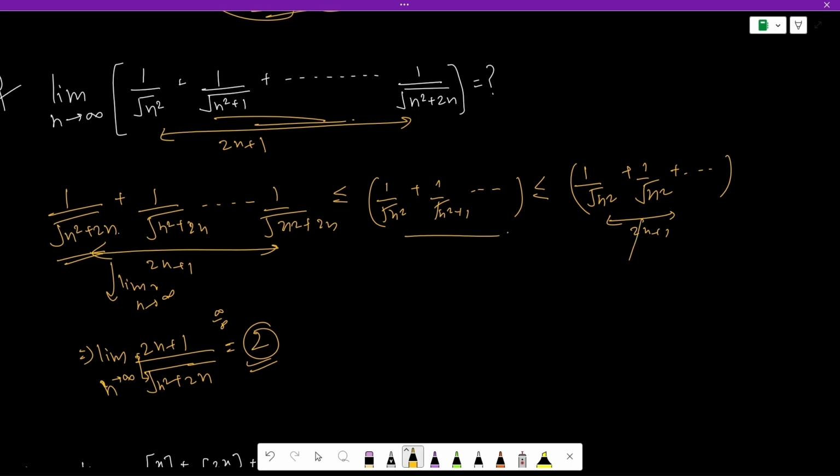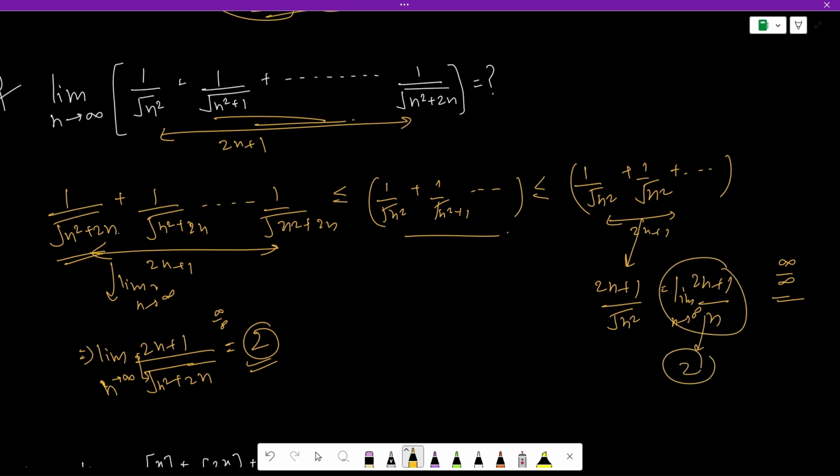Now let's see what the limit is here. So it is 2n plus 1 divided by under root n square, that is 2n plus 1 divided by n, and limit n tends to infinity. Now here also this is infinite by infinite, so the answer to this is 2. So they both have the same limit, so the required value is less than or equal to 2 and greater than or equal to 2. This is only possible if it is equal to 2. So this is the answer.